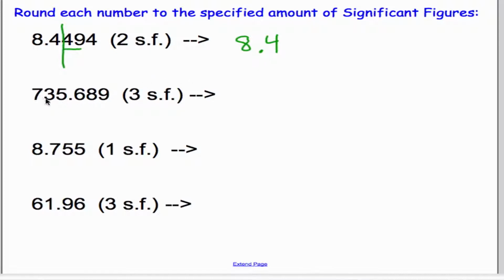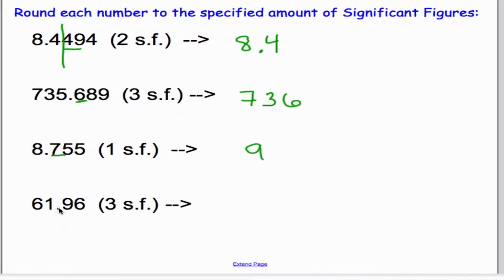On the second one here, our third significant figure is the 5. The 6 then is telling us what to do, and we need to round that one up, 736. Here we have 1 significant figure, that's the 8. The second one then is telling us what to do. Again, it's telling us to go up to 9.